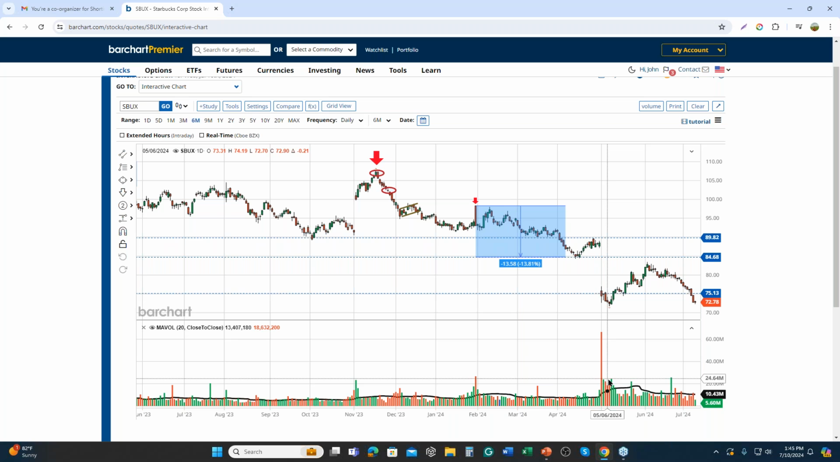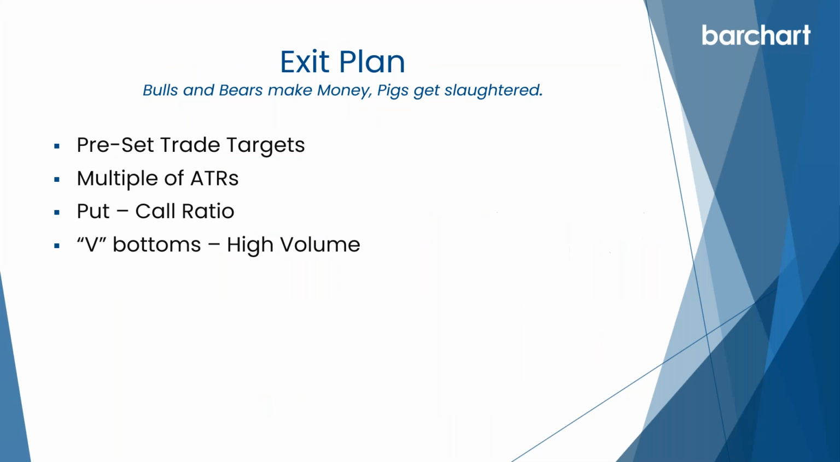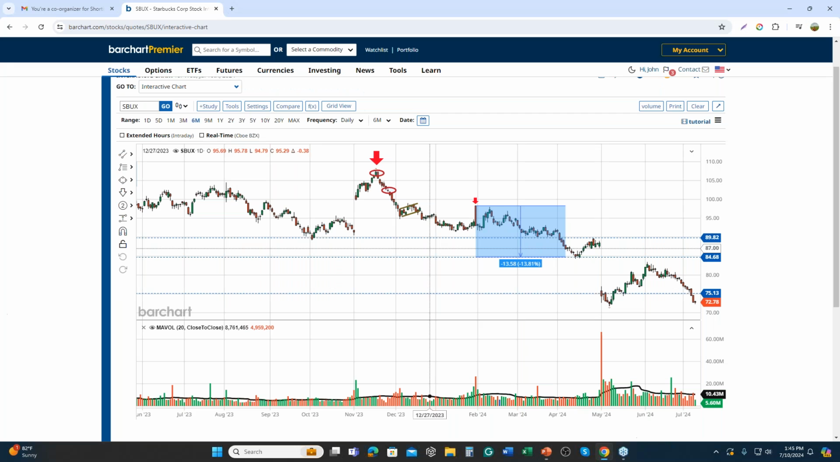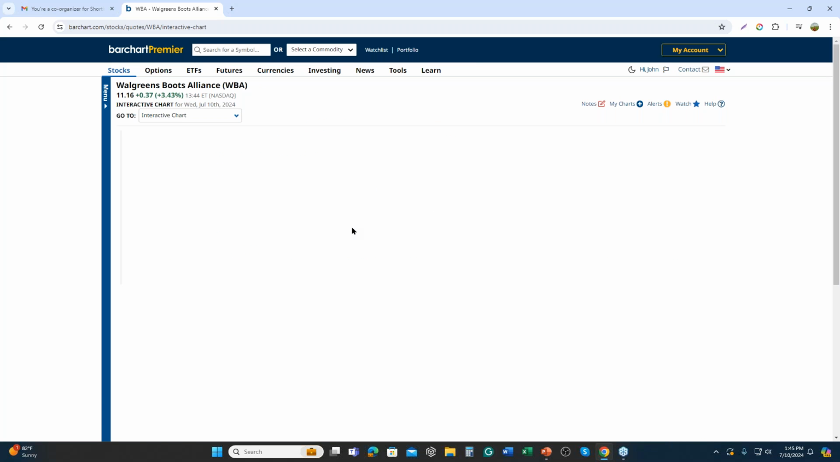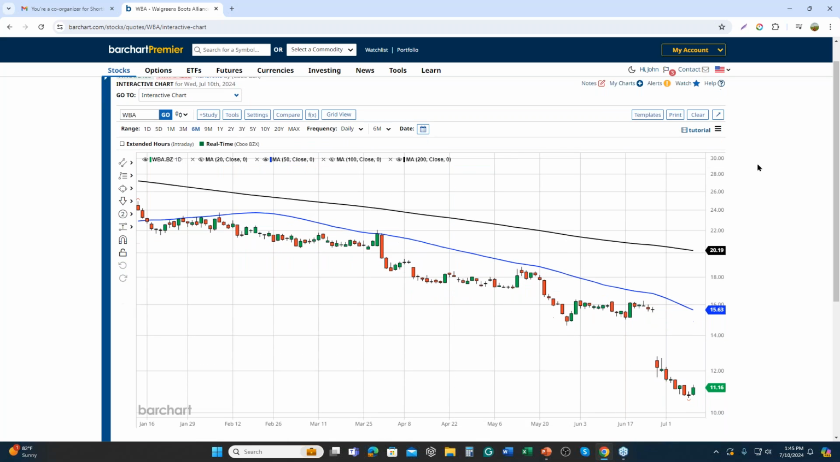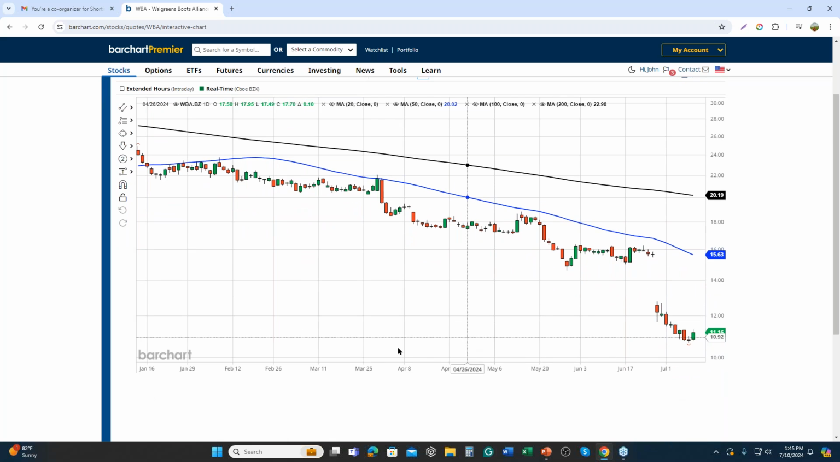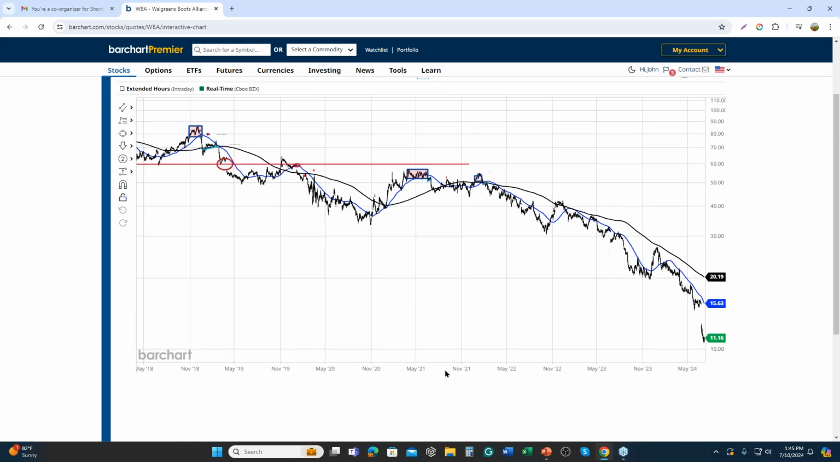And then we could talk about trailing stops, which is a great tool to use. I set this up this morning, and I went back to check on it, and let's see if it's still there. Okay, so let's go to Walgreens here.